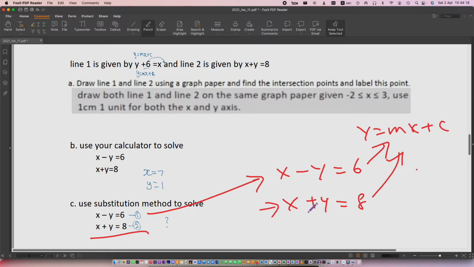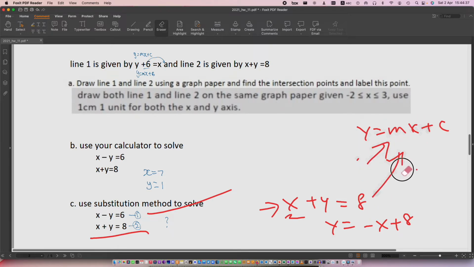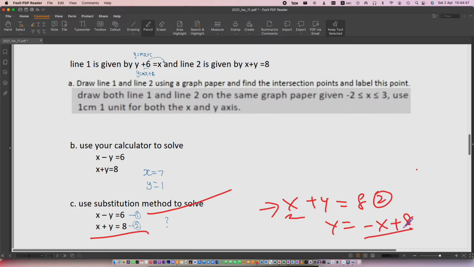The second one, yeah. Why? Because for the second one you just have to bring the x over, right? Once you bring the x over, what do you get? Minus x plus 8, right? But for this one, it's a bit hard, so I don't do this. So I pick the second one and change it to this. So once I get this, this is my y, right? So x minus y is equal to 6.